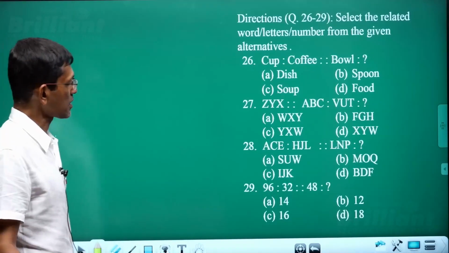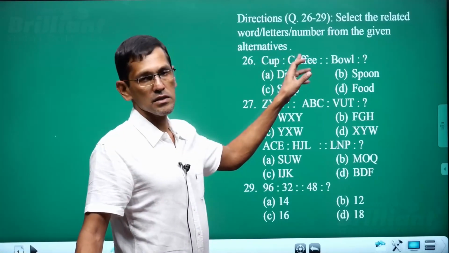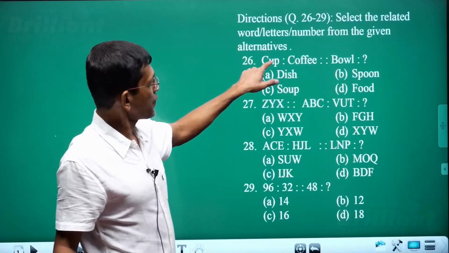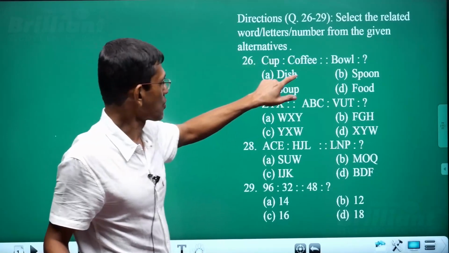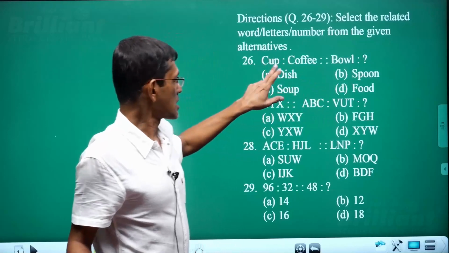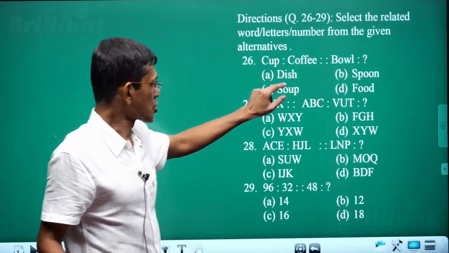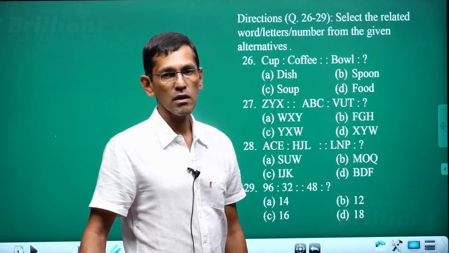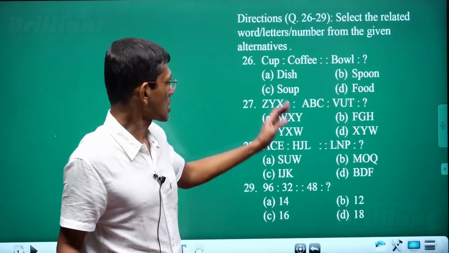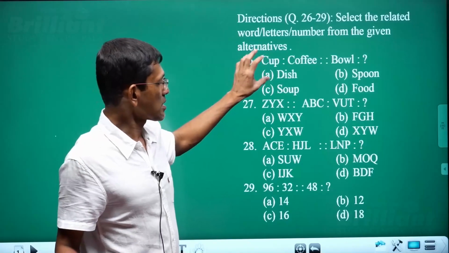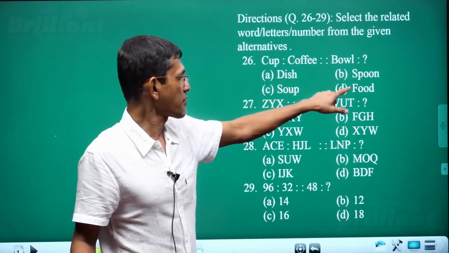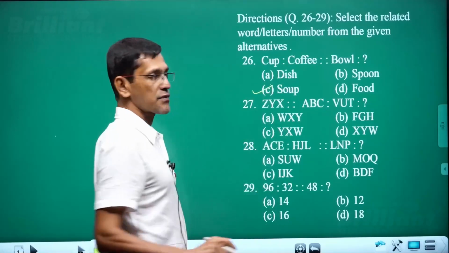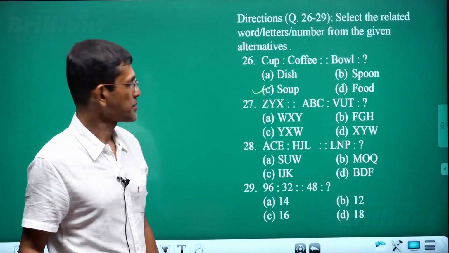Cup is to coffee. So cup and coffee, there is some kind of a relation. Same way bowl and what? So coffee comes in a cup, right? So what comes in a bowl? Dish, spoon, soup, food. So usually what comes in a bowl? Either it's curry or soup. So there are two possibilities, either curry or soup. Here we don't have the curry option. What we have is soup. So the answer, straightforward, pretty simple, soup.